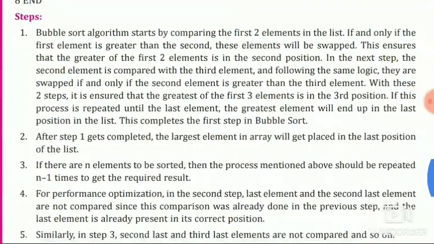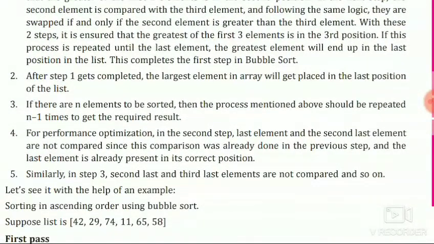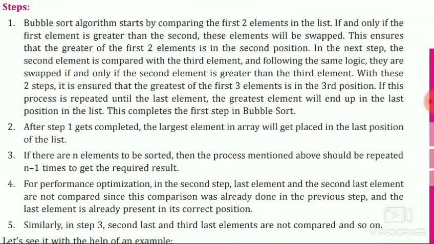Here are some steps given. In the first step, the bubble sort algorithm starts by comparing the first two elements in the list. If and only if the first element is greater than the second, these elements will be swapped. This ensures that the greater of the first two elements is in the second position.